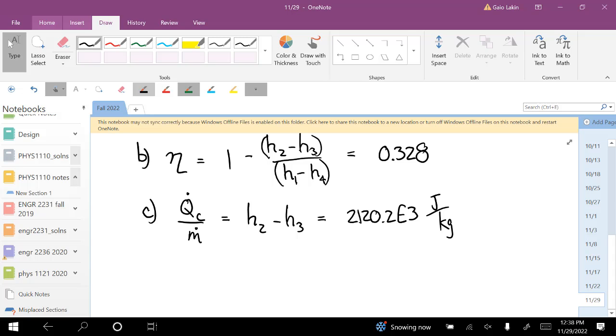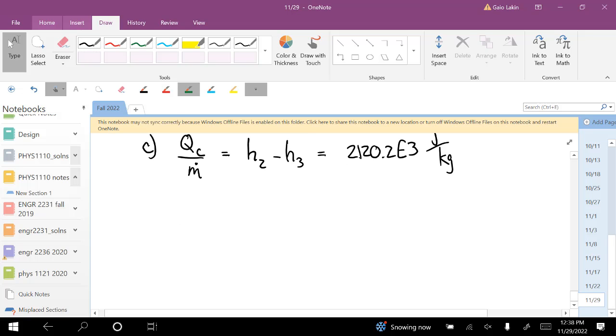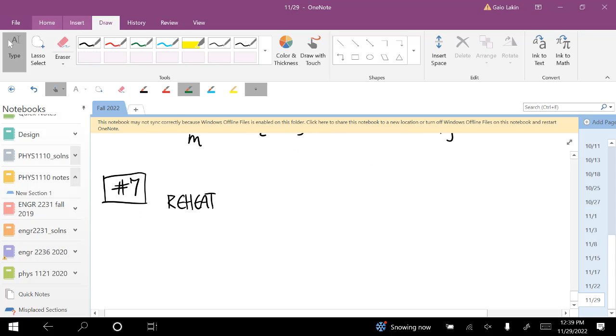Any questions about that one? Okay, so that was a problem. I think there's two problems on that assignment that have isentropic efficiencies. And then at the end, there are two problems that have reheat. So I'm going to do an example that has reheat. This working fluid, again, is water.